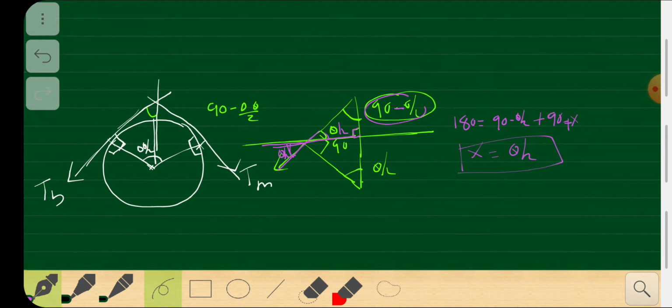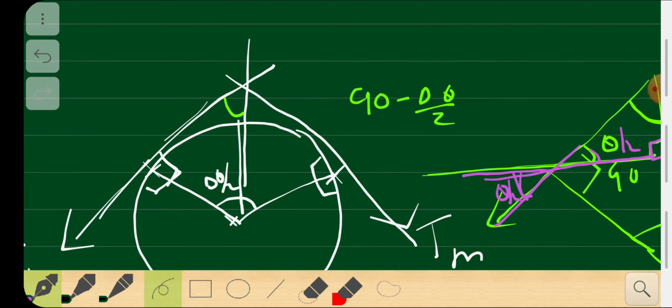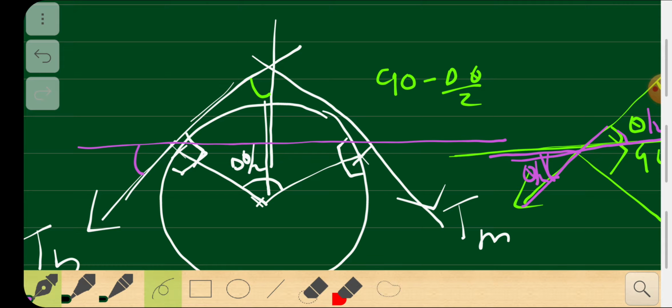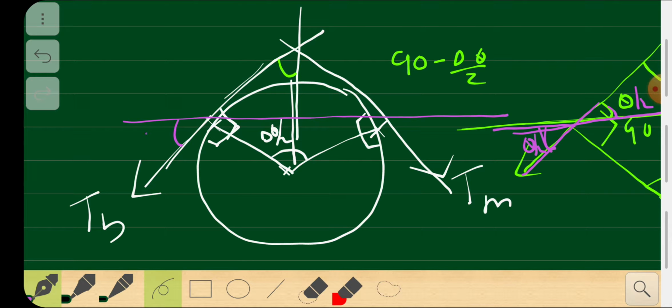So we have found two angles, the angle made with the x-axis. The tension makes an angle theta by 2 with the x-axis. Here also it will make the same angle, using the same principle, theta by 2. So we got that.